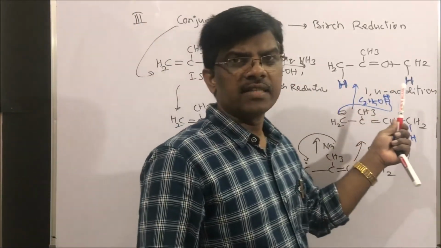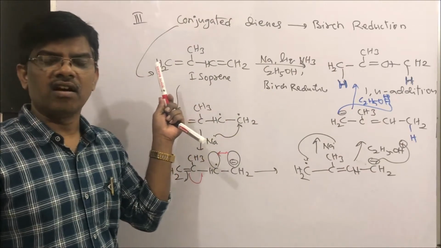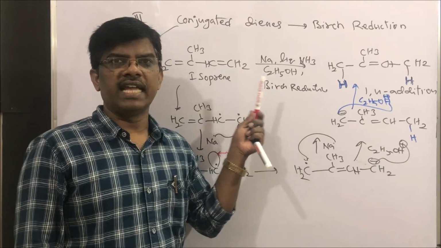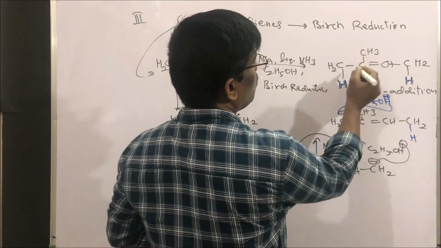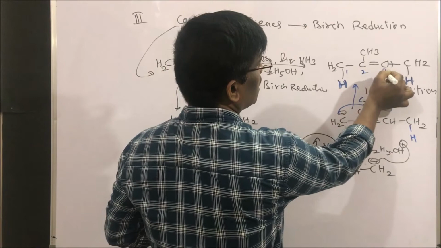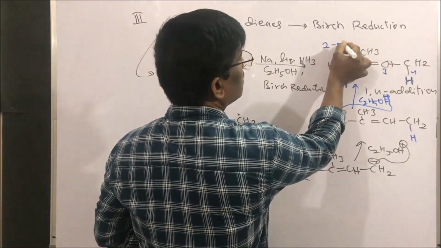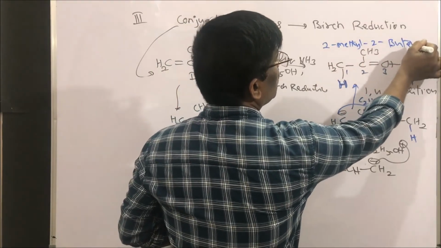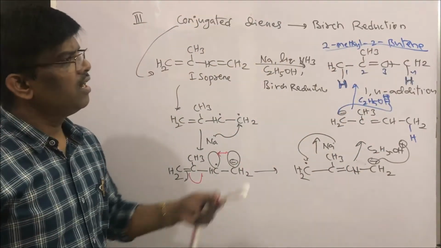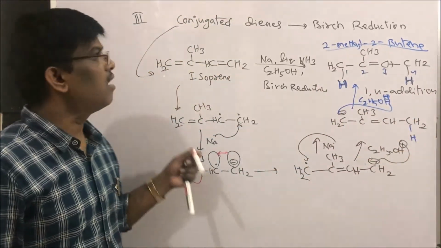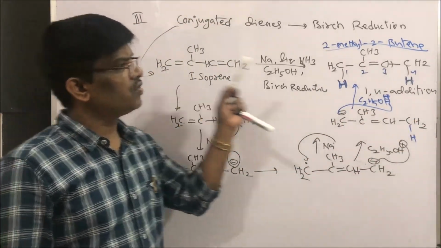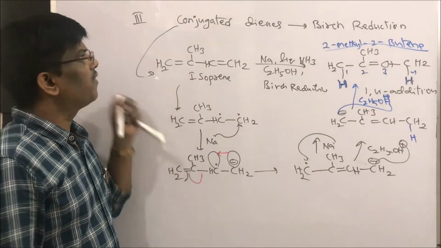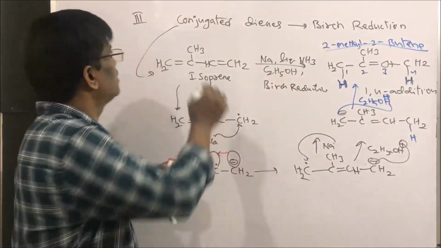So 1,4 addition takes place when it is conjugated, in conjugated dienes under Birch reduction conditions. 1,4 addition of hydrogen takes place. So what is this? 2-methyl 2-butene. The name of this compound is, we are going to get 2-methyl 2-butene. This is how conjugated dienes undergo 1,4 addition of hydrogens. So it is a regular trend of conjugated dienes under Birch reduction. So this is the third category.